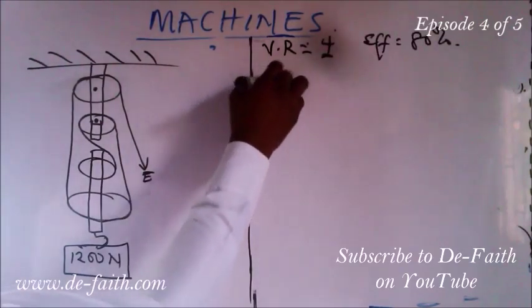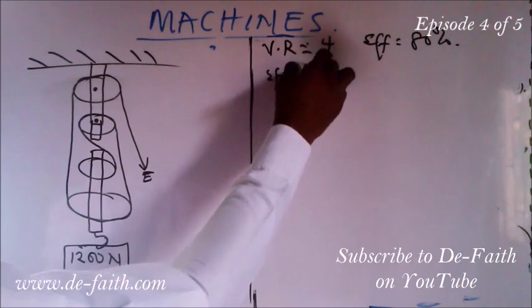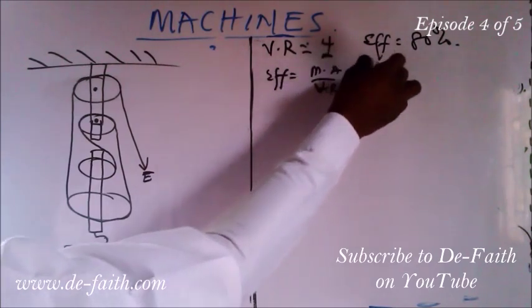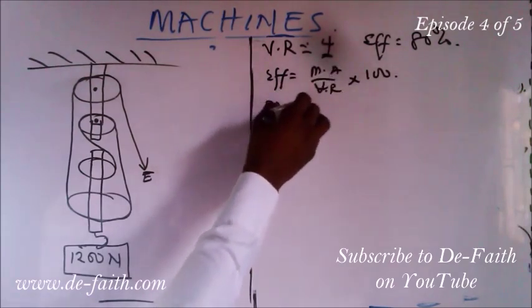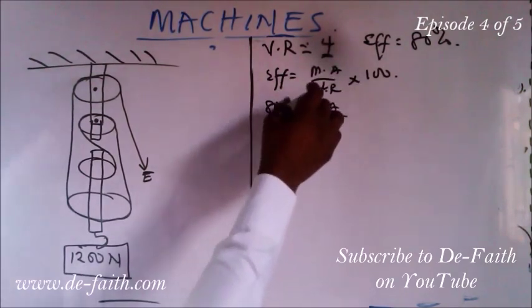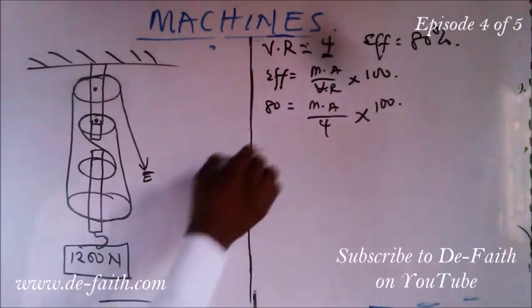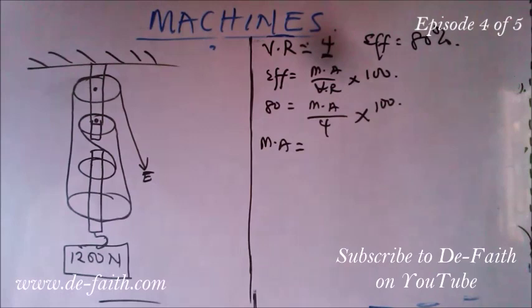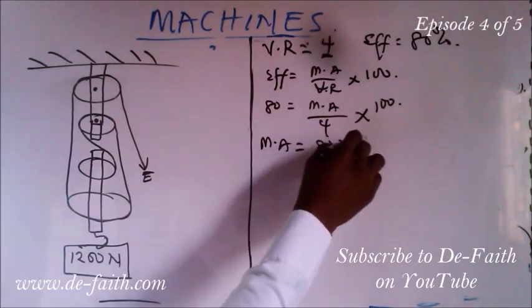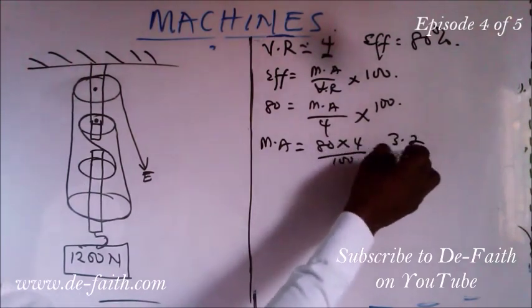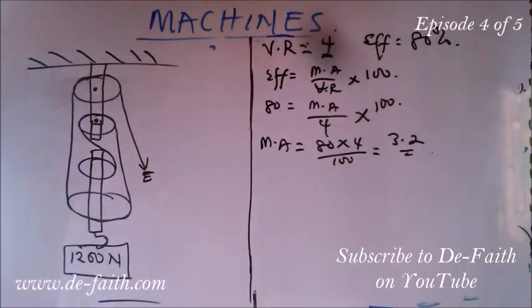So we have that efficiency equal to mechanical advantage over the velocity ratio times 100. Efficiency is 80, mechanical advantage is unknown, and the velocity ratio is 4 multiplied by 100. So making MA the subject, we would have 80 times 4 over 100, and that would leave us with 3.2 as the mechanical advantage. But that is not where we are stopping. We are to determine the efforts.